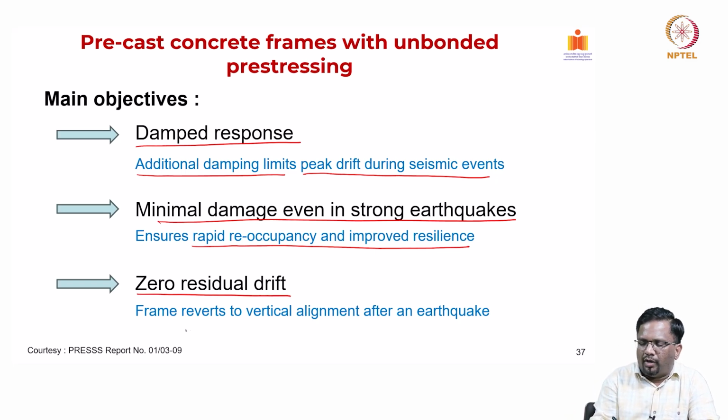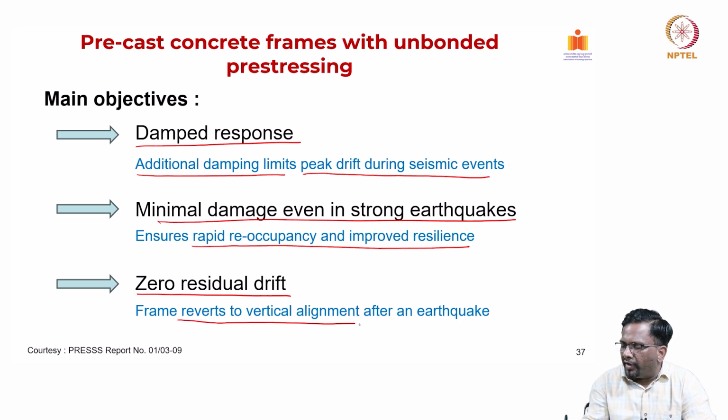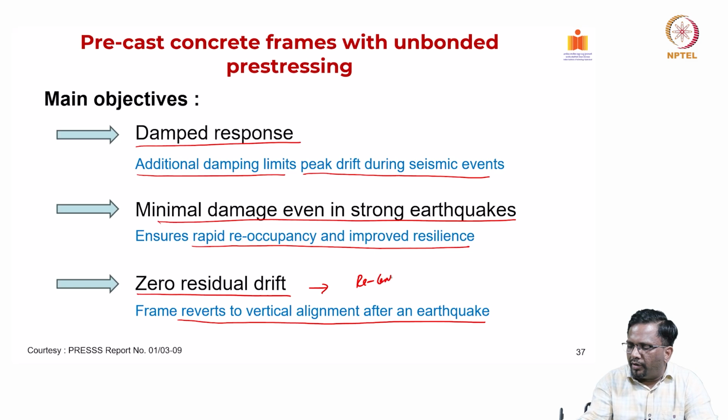That means after an earthquake, the frame should revert back to the vertical alignment. That means it should go back to its original position. This is also called recentering. So these are the three important phenomena. We need to have a damped response. After an earthquake, we need to have minimal damage, and the system should also not have high residual drift. That means it should go back to its original position.